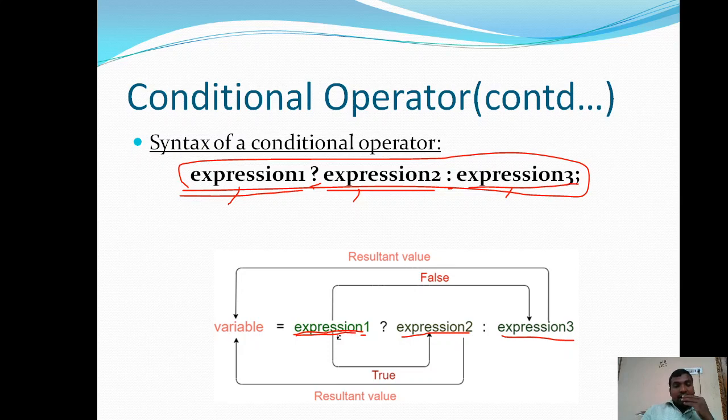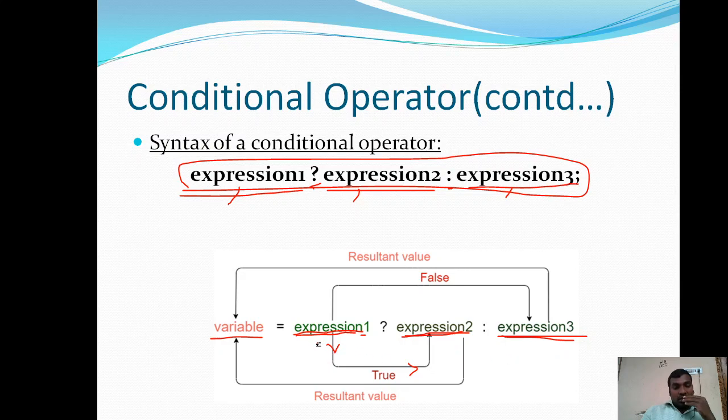The expression 1 is going to return either true or false. If the expression 1 returns true, then it is moved to expression 2, and it evaluates the expression 2. That expression 2 result becomes the value of this particular variable that is available at the left side. And in that case, this expression 3 is not evaluated.